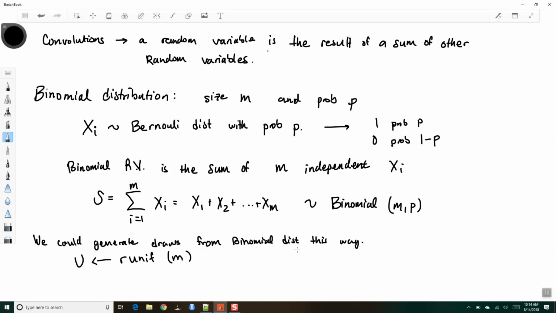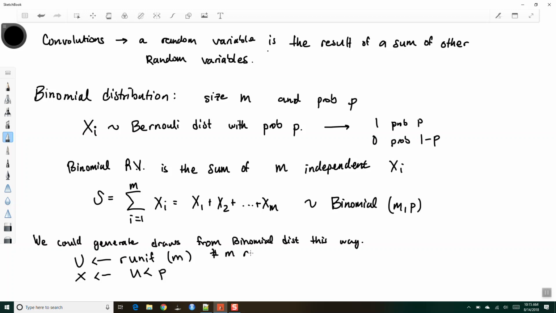What would I do? I would just get x, which will be u less than p, right? And this will become a true-false vector, and it will be true if u is less than p, which will happen with probability p, and it will be false if u is greater than p, which happens with probability 1 minus p. Is that okay?